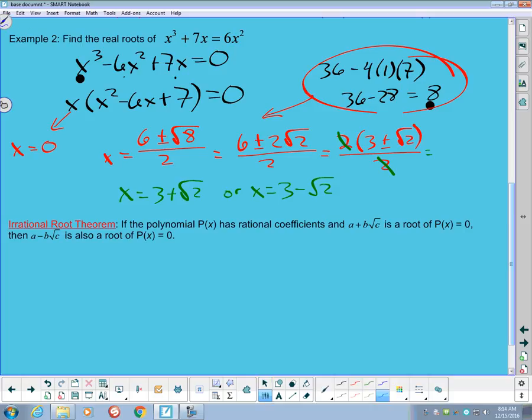is a root of p of x. So this is an example of a plus b root c. There's a root of p of x equals 0. Then a minus b root c is also going to be a root of p of x equals 0. So these always come in these pairs like this when they are irrational. Otherwise, we won't end up with rational coefficients. All right, and that's my examples of how we find the real roots of polynomials.